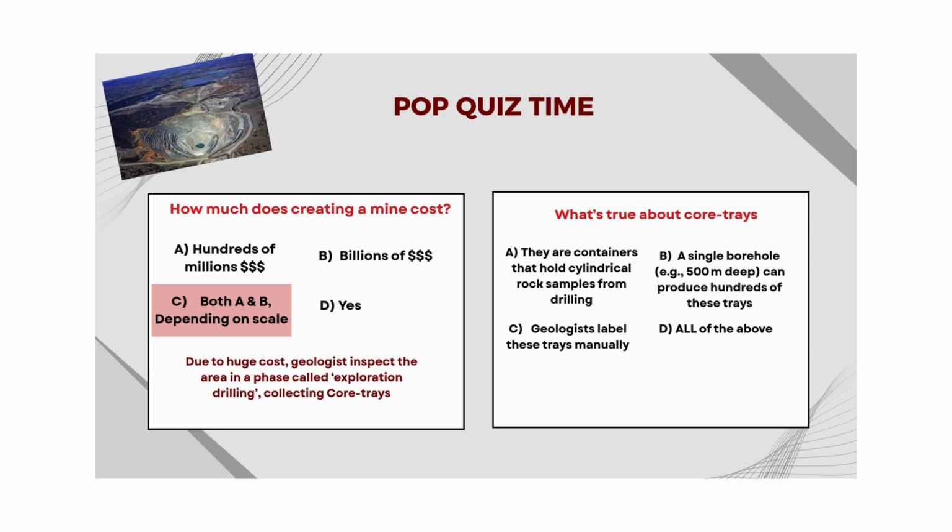And so that leads us to the second question. What's true about core trace? Is it A, there are containers that hold cylindrical rock samples from drilling? B, a single borehole that can be 500 meters deep can produce hundreds of these trays? C, geologists label these trays manually? Or D, all of the above? As you might have guessed, the answer is D, all of the above.